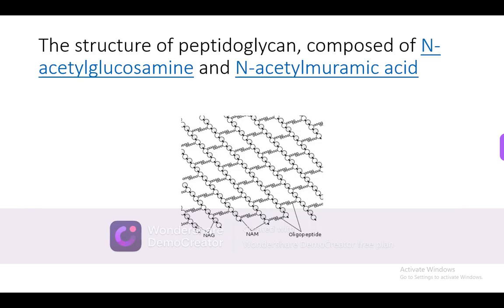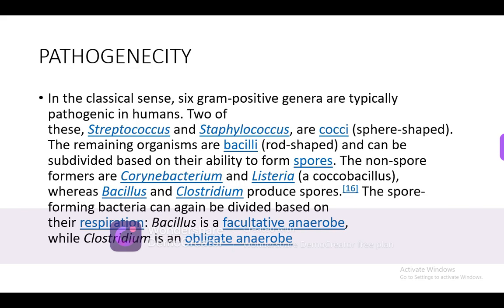The structure of the peptidoglycan is composed of N-acetylglucosamine and N-acetylmuramic acid. These are the two things. These substances are very sensitive for the receptors in temperature regulation, disturbing the hypothalamus, the anti-rise and anti-fall centers, and it causes fever.